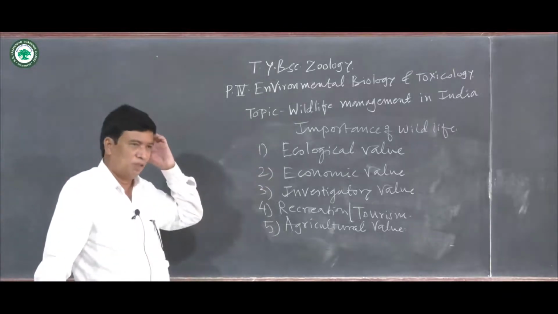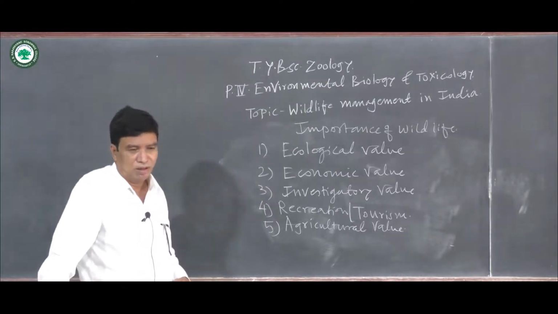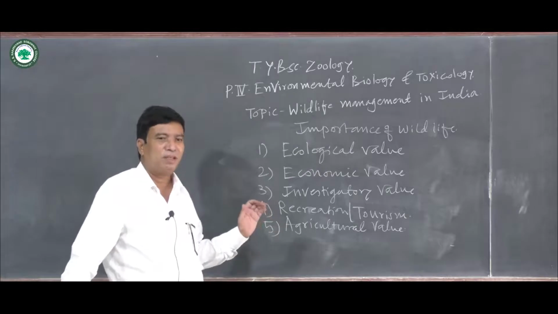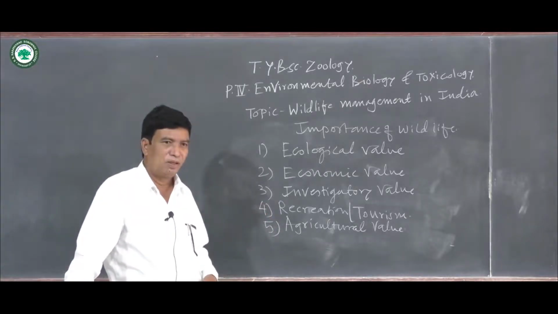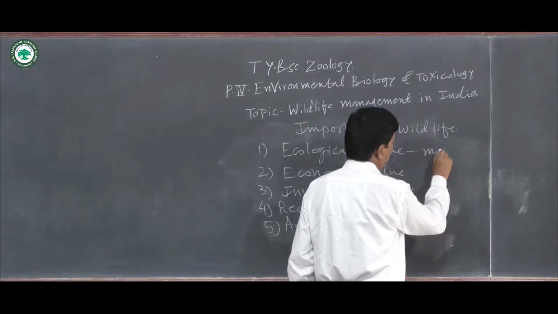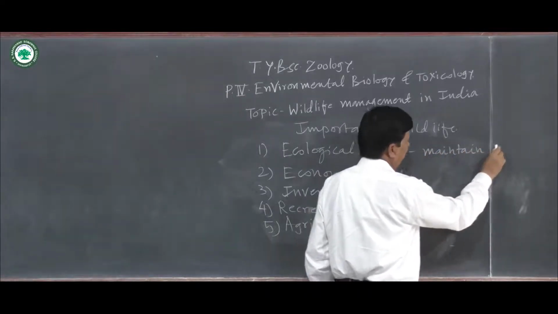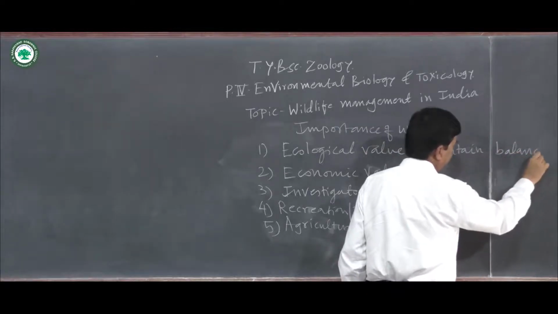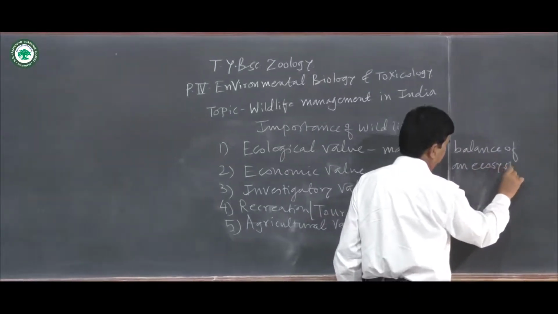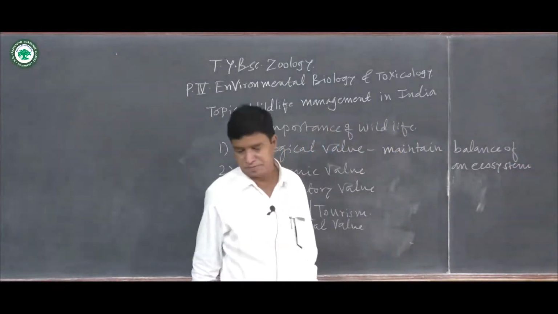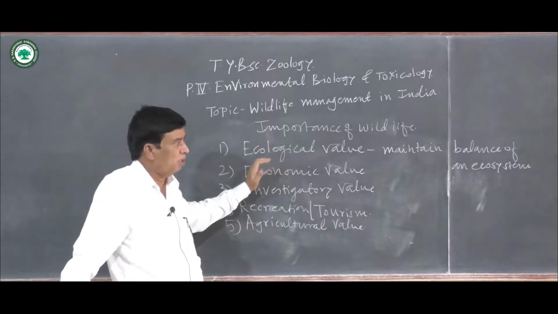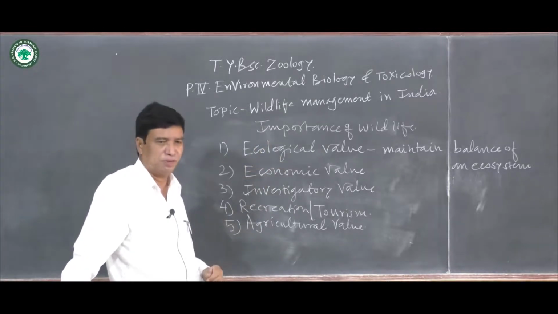In case of ecological value, a variety of wild plants and animals which are living in forest, grassland, desert, and aquatic bodies mainly help to maintain the balance of an ecosystem. They are mainly useful to maintain the balance of nature, that is, the ecosystem.